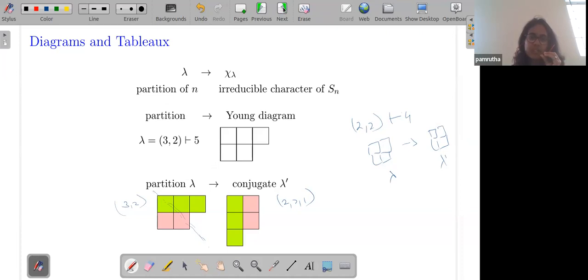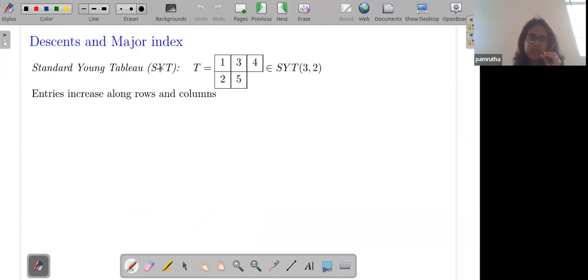Now, I need to introduce something called the standard N tableau. What we have seen is that corresponding to every partition, we will be having an N diagram. In the N diagram, we have n boxes basically. In that previous example, we were considering the partition 3, 2 of 5. So, there will be 5 boxes, 3 boxes in the first row, 2 boxes in the second row. In total, we will be having n boxes in the N diagram of a partition of n.